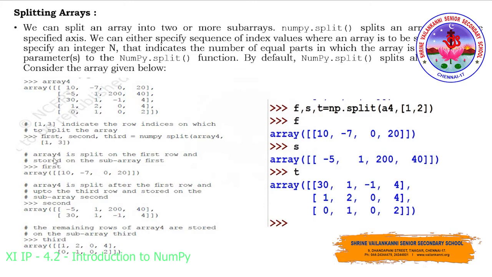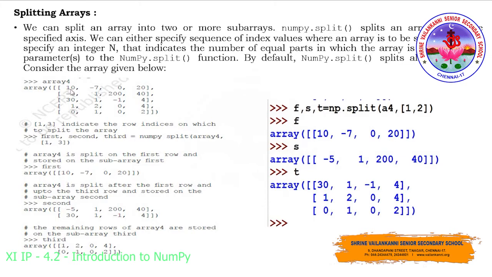When I call the first variable, array 4 is split at the first row. So the first row will be split off and stored in the variable first. Clear? That is why the output has been displayed as 10, minus 7, 0 and 20. When I move to the second variable, it will start from the second row till the third row. It will be split into a subarray and assigned to the variable second. And for the third variable, the remaining rows will be assigned to the third variable. So this is how arrays will be split up.